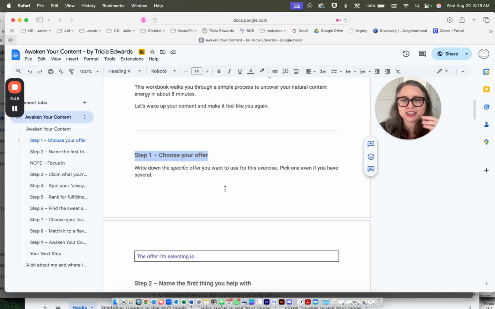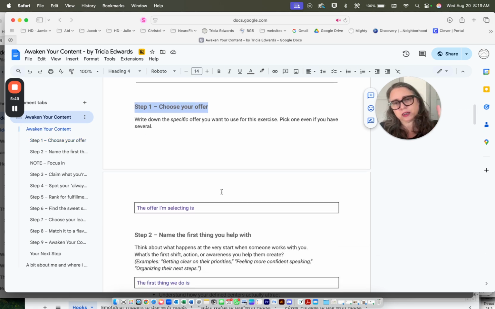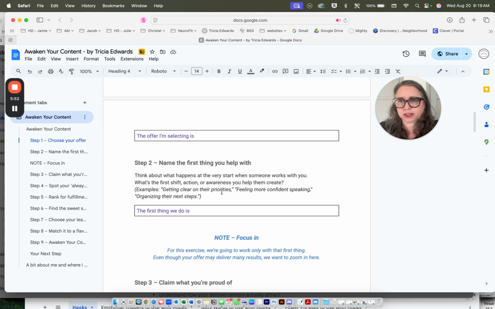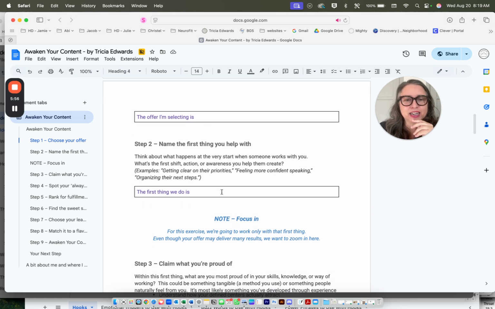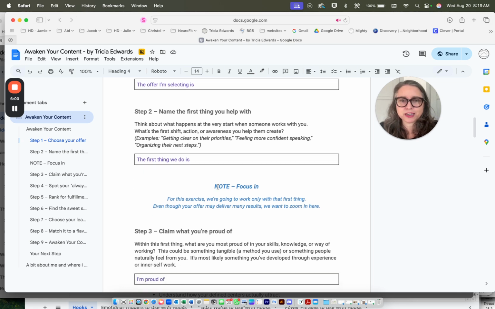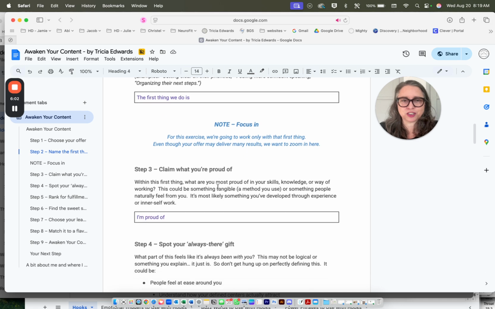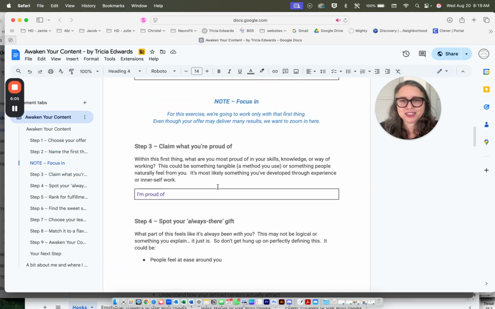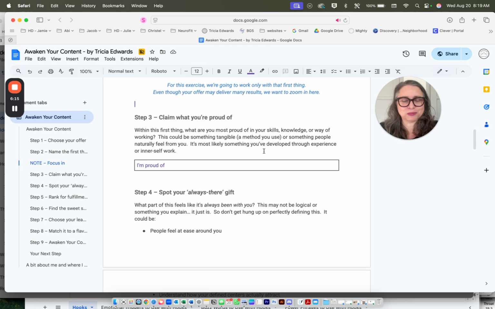So we're going to start at step 1. And we're always picking your offer, just one, the one that you're selecting, because this can change depending on what your offer is. And then, what's the first thing that you help them with? So, what is that initial thing that you can do? And anytime, I can put a little note in here. I will do that. Anytime I can give a little something extra, I will always put that in there.